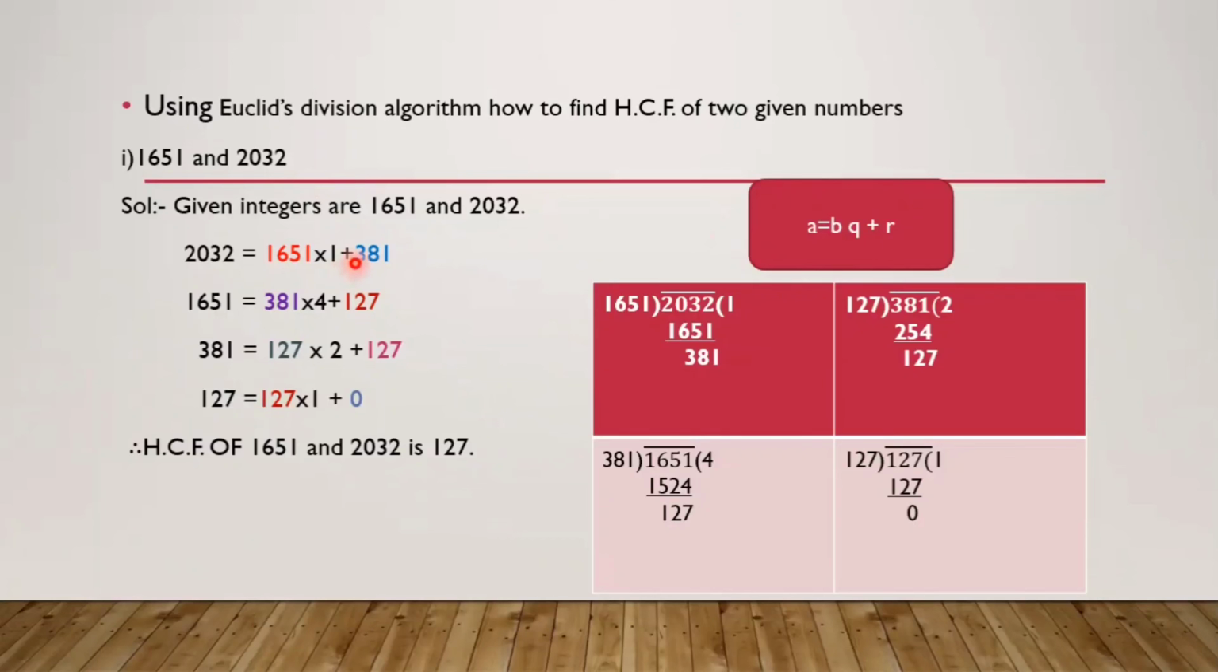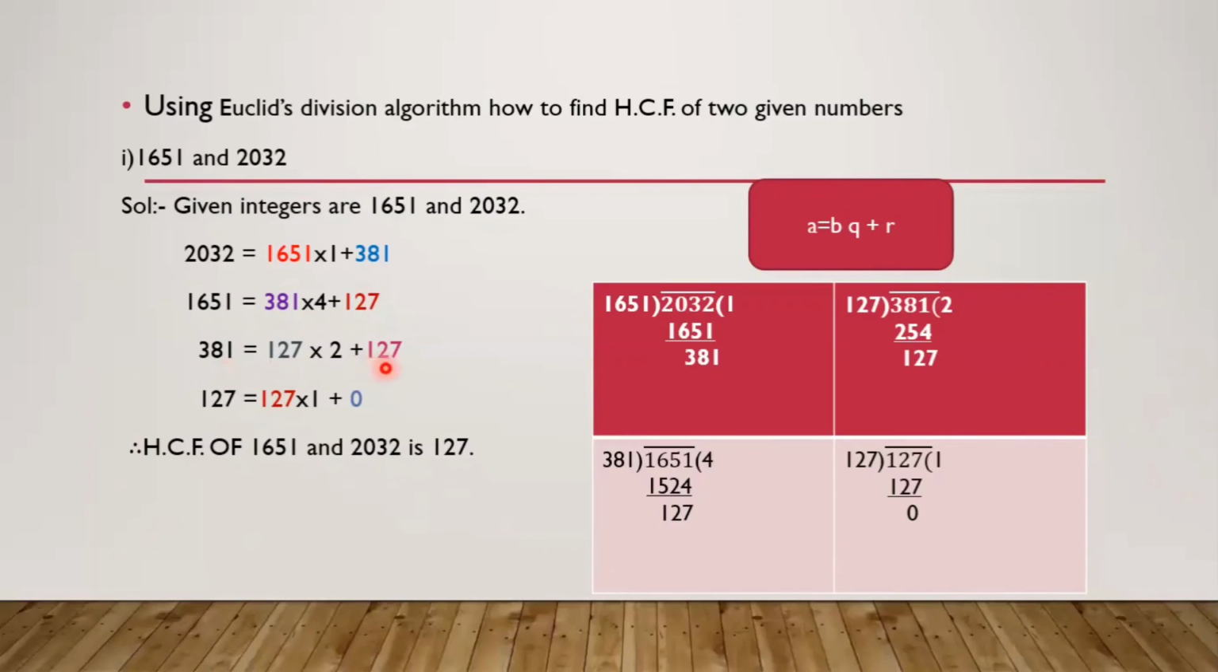But the remainder is not equal to 0. So we have to apply Euclid's division lemma to the divisor and the remainder till we get the remainder as 0. So the previous divisor is considered as the dividend and the remainder is considered as the divisor. After dividing 1651 by 381, the remainder is 127. Here also the remainder is not equal to 0. So again apply Euclid's division lemma. 381 is considered as dividend and 127 as the divisor.